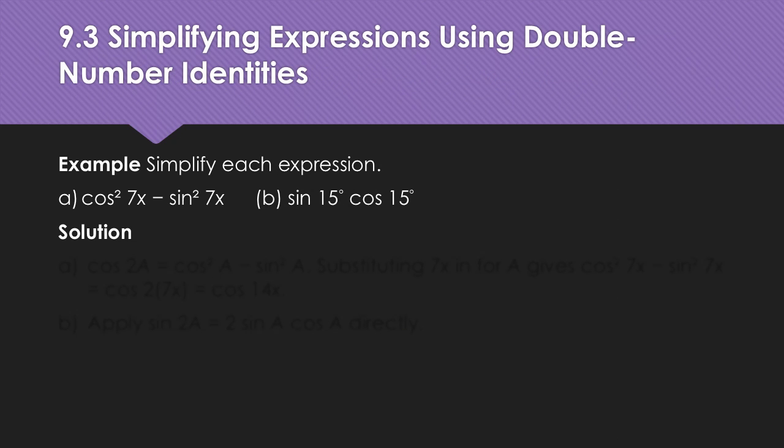Okay, let's try another one. Simplify each expression. Okay, this time we're kind of working backwards. This time we have the right side of the identity. We want the left side. Pause the recording, give it a try, and resume to check your answer.